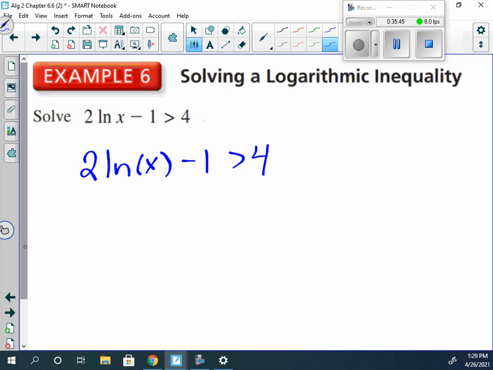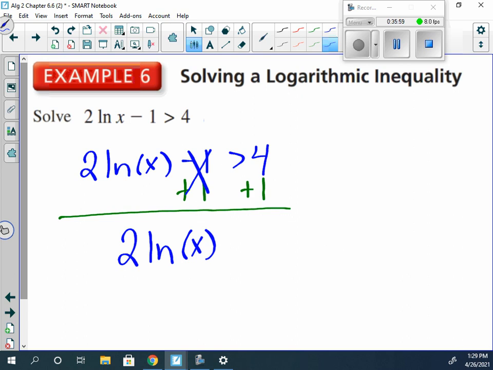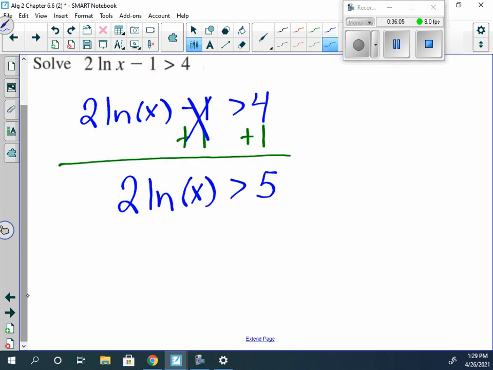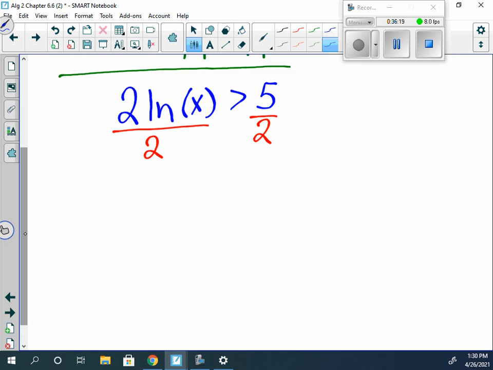So what is the first thing that we can do? We can add 1 to both sides, yes. And we add 1 to both sides, well, these will cancel, giving us 2 ln of x is greater than 5. And then what can we do next? We can divide both sides by 2. And if we divide both sides by 2, we'll get ln of x is greater than 5 halves.